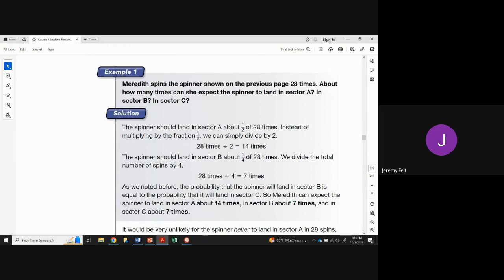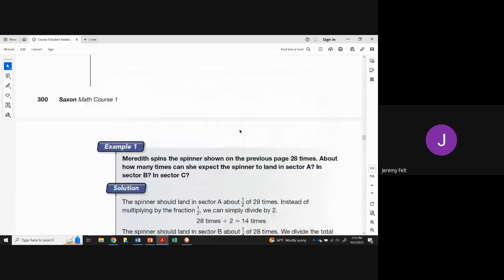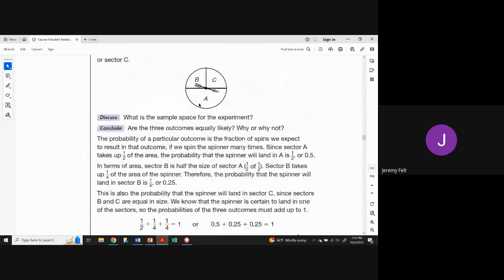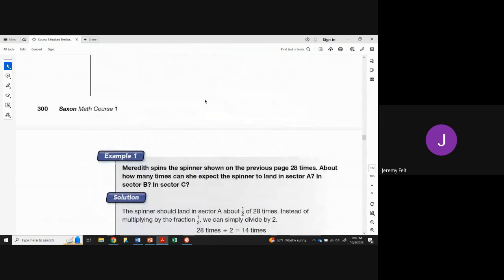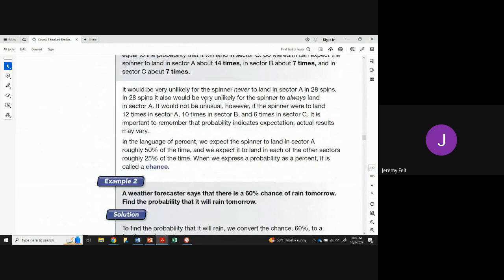0.25 times 28, or 1/4 times 28, would be 7. So for B and C, they'd be likely to land there 7 times and 7 times, and in sector A, because that was half, we spin 28 times, we can expect that 14 would land in sector A. And again, experimentally, it may work out to be different numbers, but that's our theoretical probability.